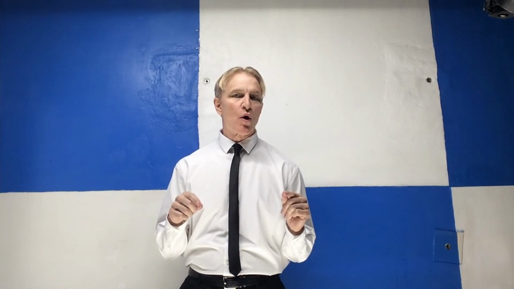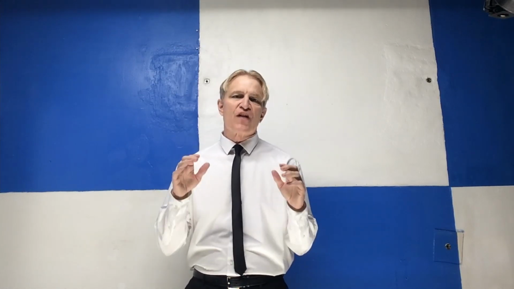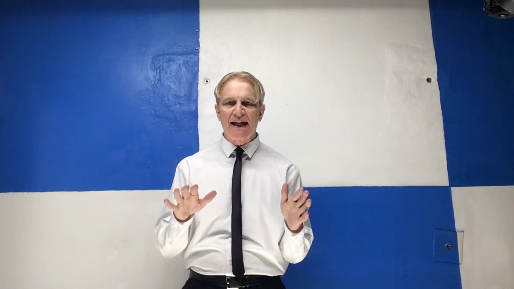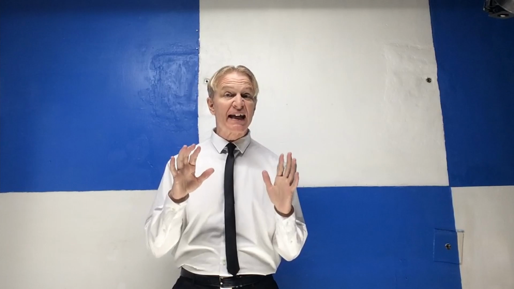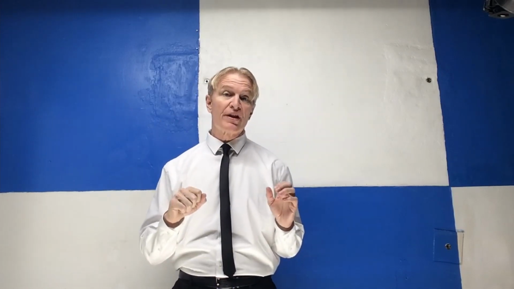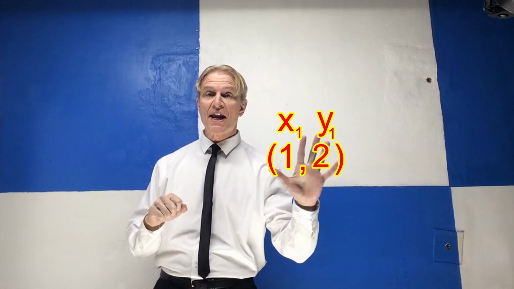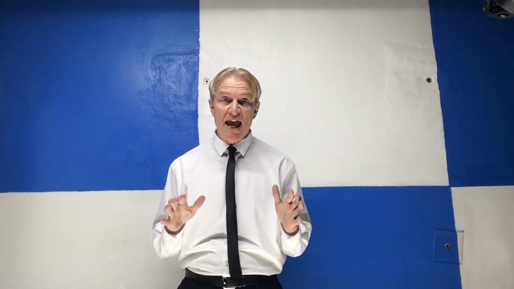Today we are going to use the point-slope form to find the equation of the line in slope-intercept form that has a given slope of 3 and goes through the given point (1, 2). All of this is going to be done at lightning speed.